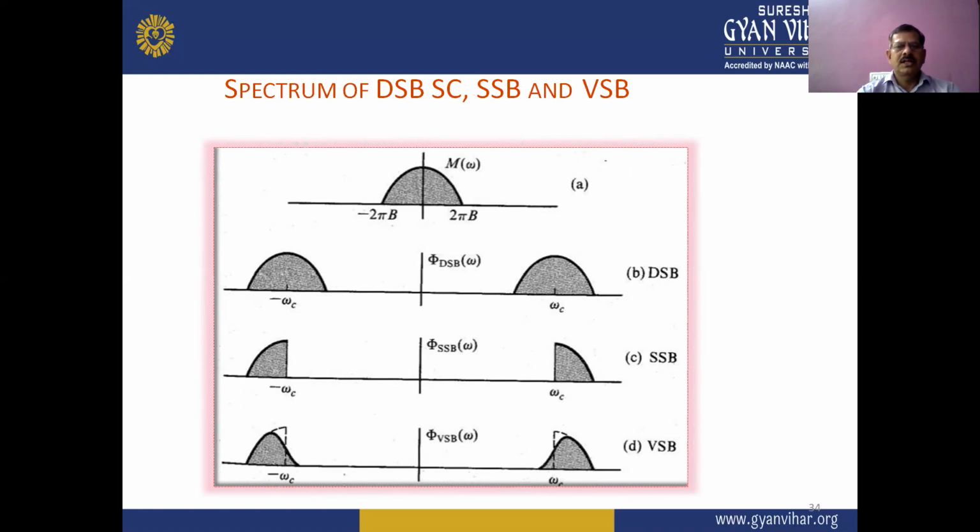So these are the different spectrums of double sideband suppressed carrier, single sideband, and vestigial sideband in this graphical representation of different spectrums. That is A for DSB, B for SSB, and C for VSB spectrums in these diagrams.